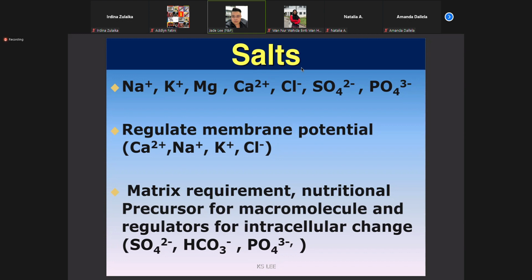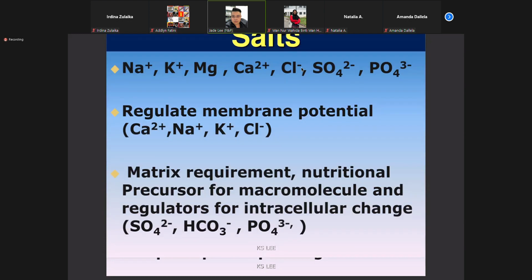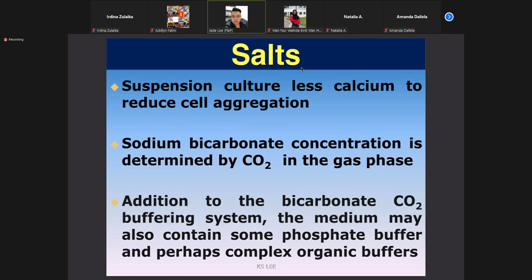All right, and the matrix requirements are nutritional sources for the macromolecules and also regulators for the intracellular changes such as the sulfate, the carbonate, and also the phosphate. Okay, so in suspension culture, less calcium is needed to reduce the cell aggregation, because sometimes in the suspension culture, the cells may clump together if you have too high calcium.